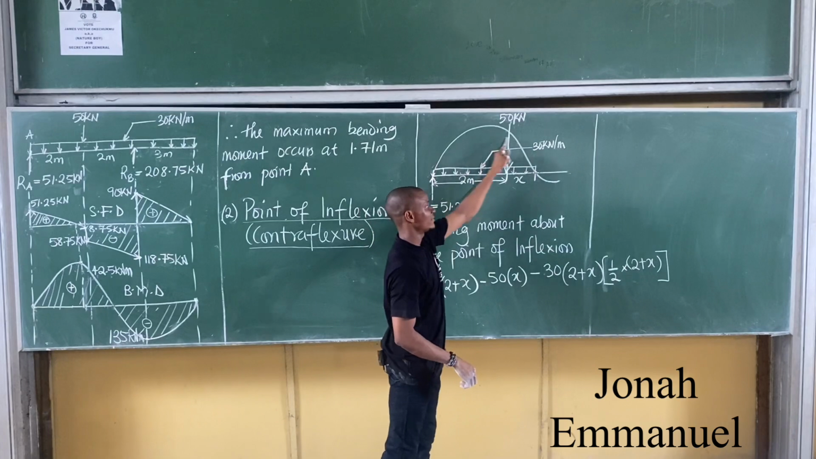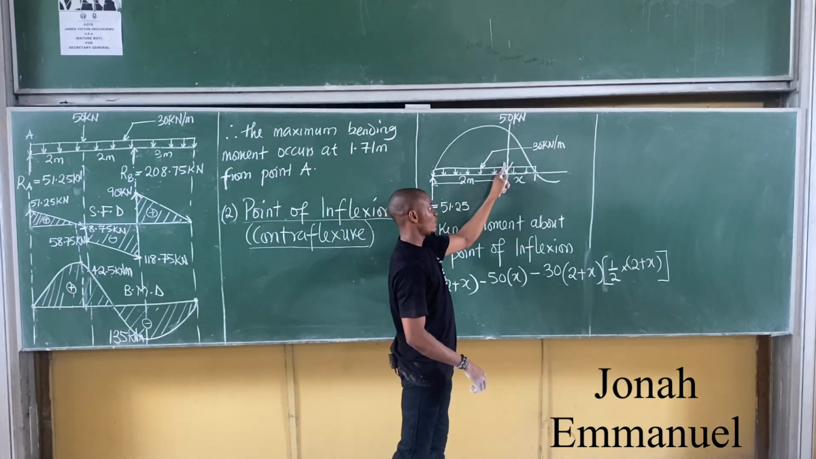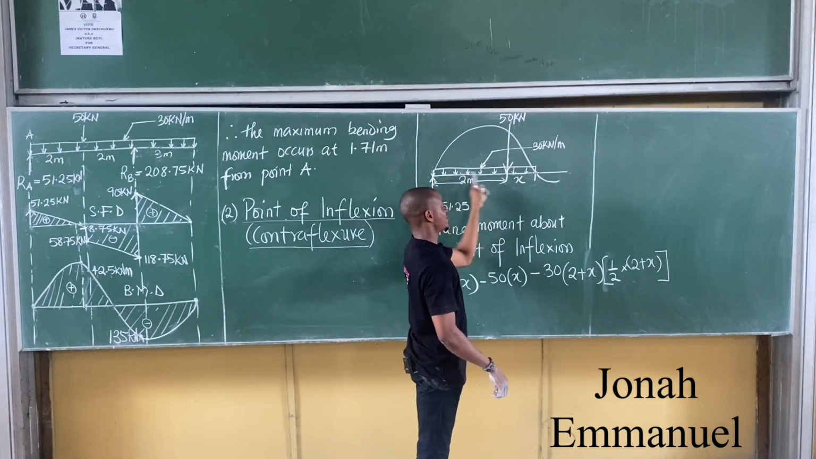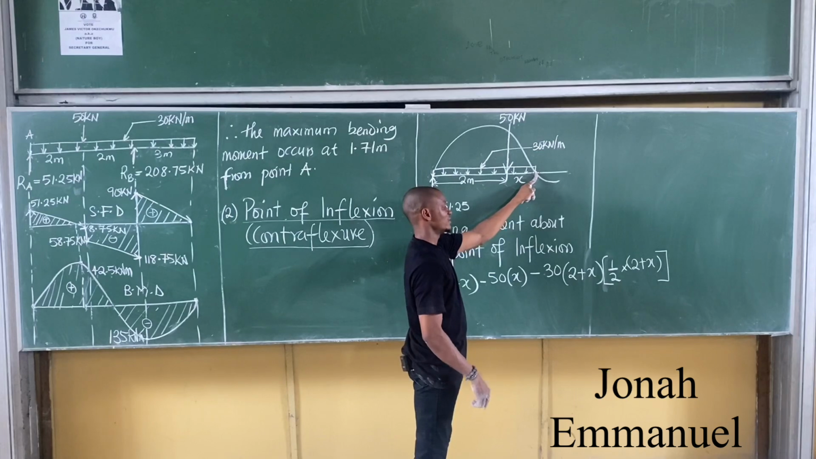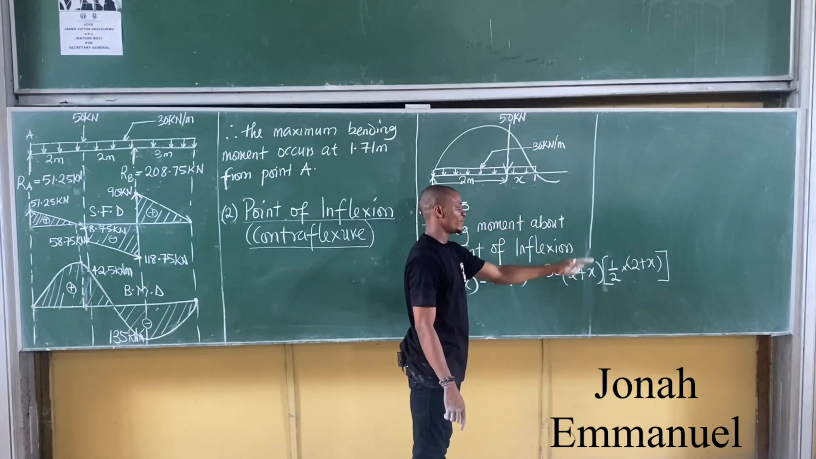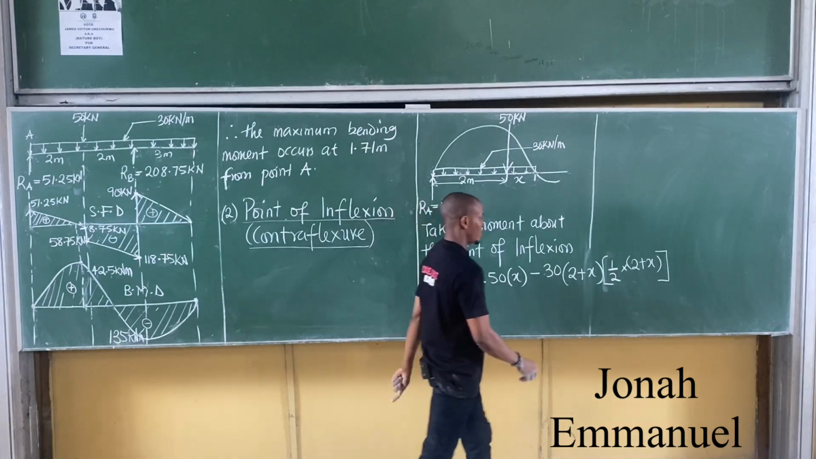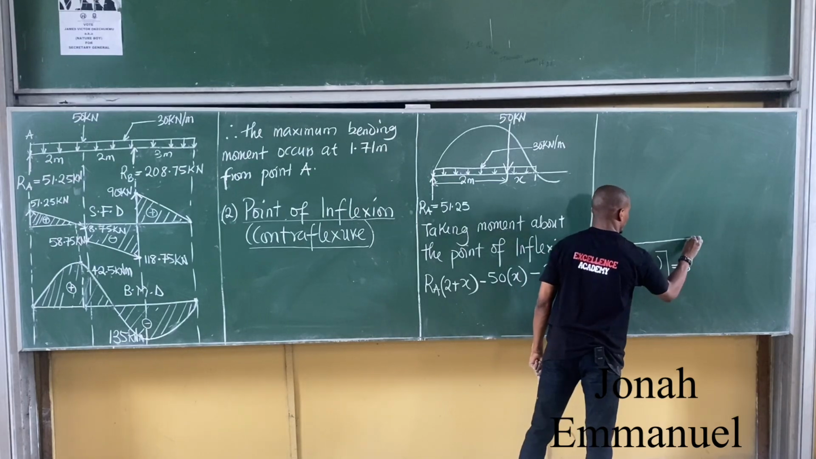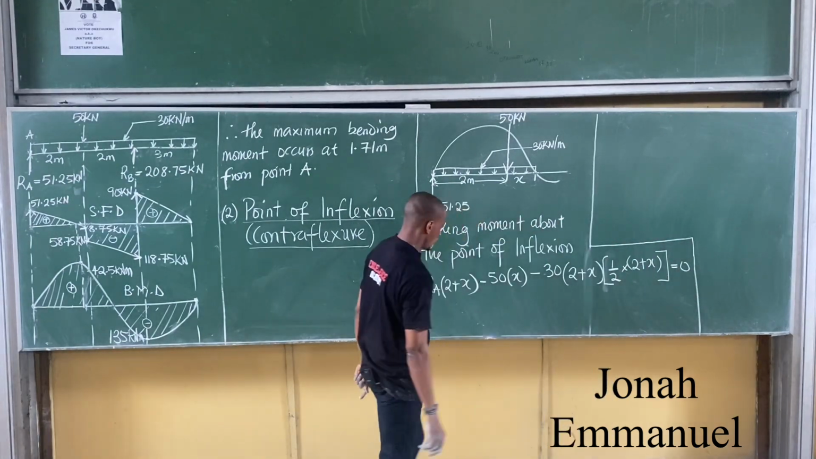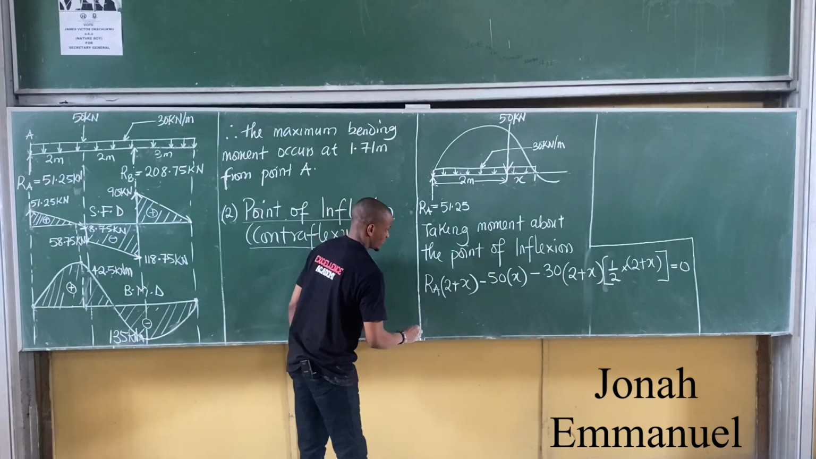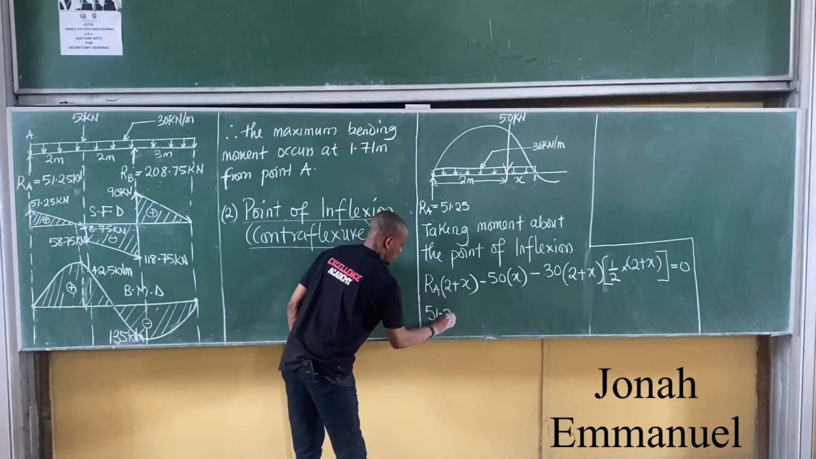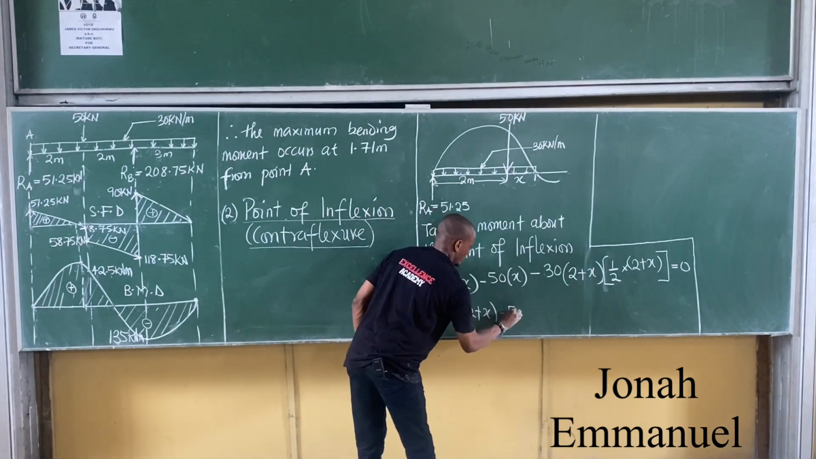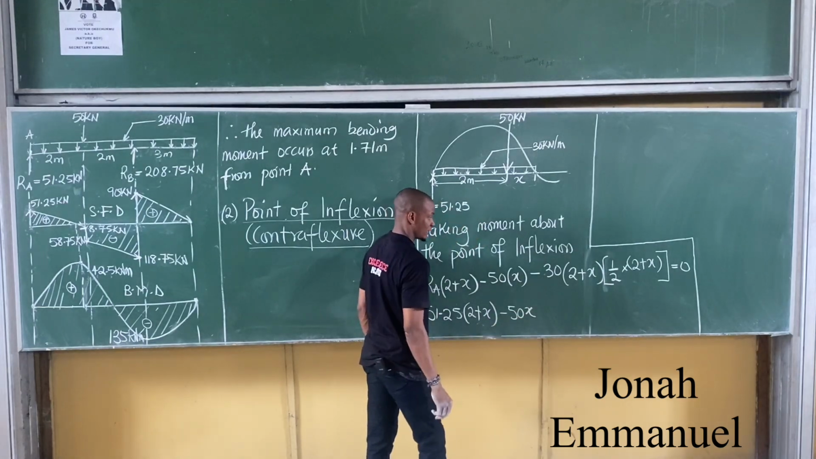Clockwise, ROA times 2 plus x. Anti-clockwise, minus 50 times distance x. Anti-clockwise, minus 30 times 2 plus x, and the distance becomes half of the length, so half of 2 plus x. Of course, it's equal to 0. What do I want to get here now? What's ROA? ROA into what? Minus 50x.